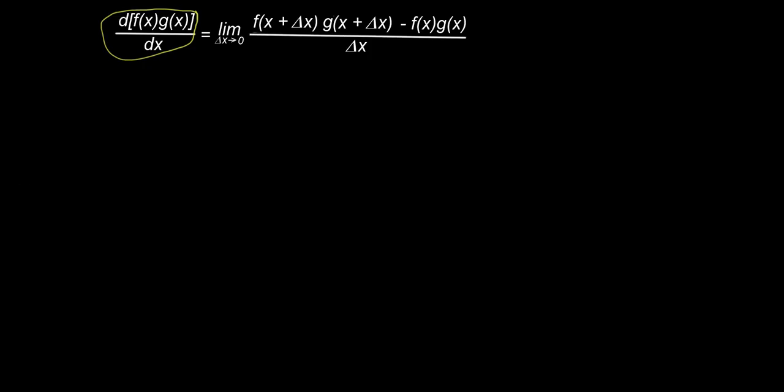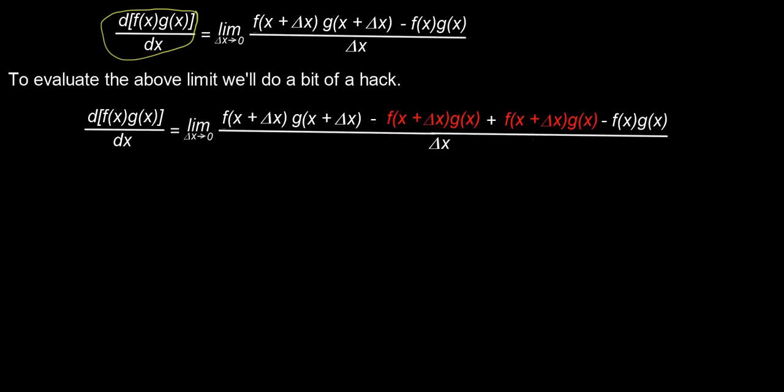To evaluate this limit, I'm going to do a little bit of a hack. And there we go, so there's the hack. It's in red. What I've done is I've subtracted a weird product. I've subtracted f of x plus delta x times g of x, and then I've added that same product back so that my new and much more complicated fraction is algebraically equivalent to the original fraction whose limit I'm trying to find. Why did I make my world more complicated? As it happens, it's a little bit easier to evaluate the limit now that we have this bigger fraction.